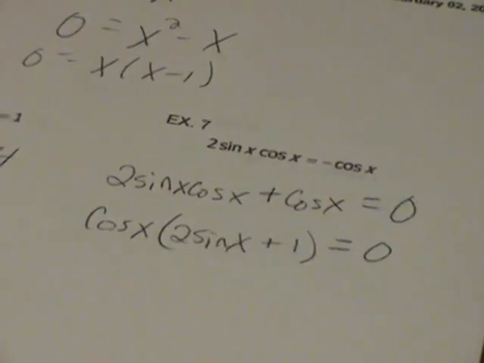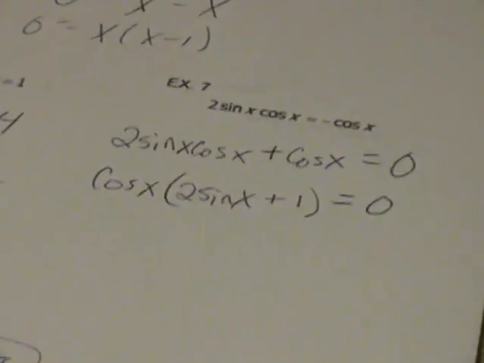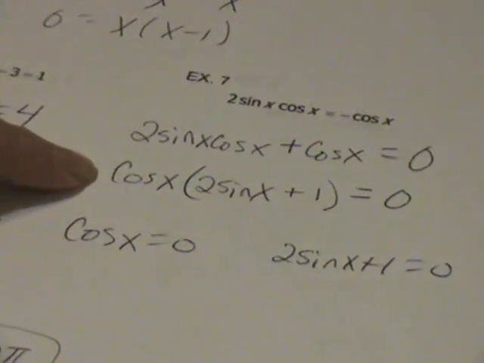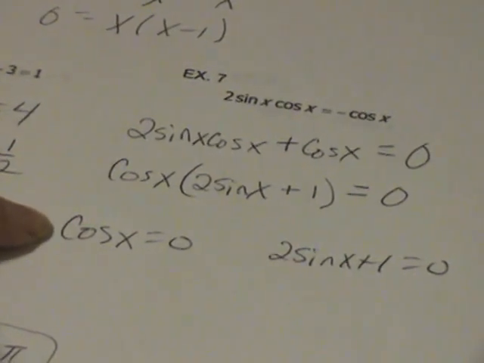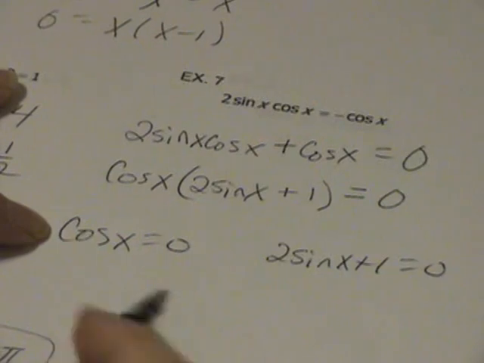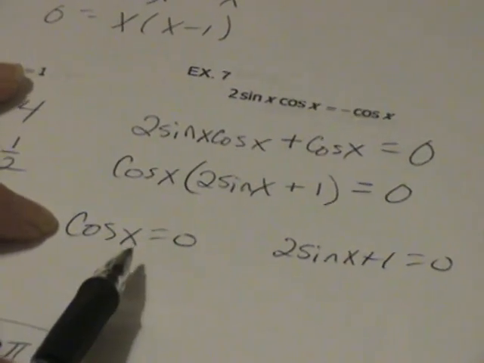After you factor, what do you do? Well, you set both factors equal to 0. So I'm going to have cosine x equals 0. I'll have 2 sine x plus 1 equals 0. Over here, the trig function is already isolated, so I'm not going to do anything with this except actually get our answers, which we'll do in just a second.